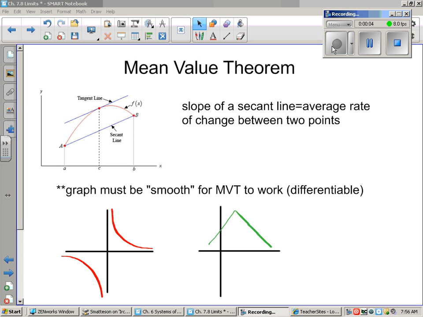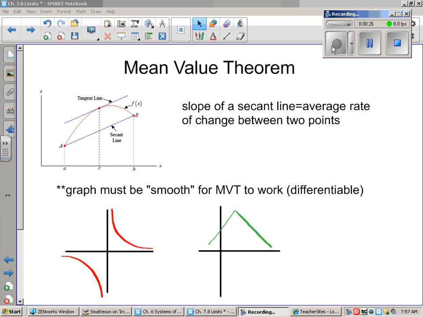In this lesson, we're going to revisit a concept that we talked about quite a while ago called the mean value theorem. And just as a reminder, what the mean value theorem basically means is that we can determine the slope of a secant line over a given interval. Let's say A to B, as you see in the diagram in front of you. And so we determine the slope of that secant line.